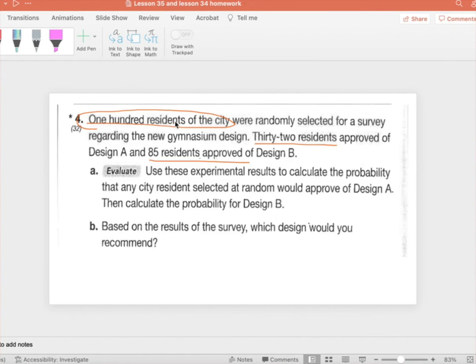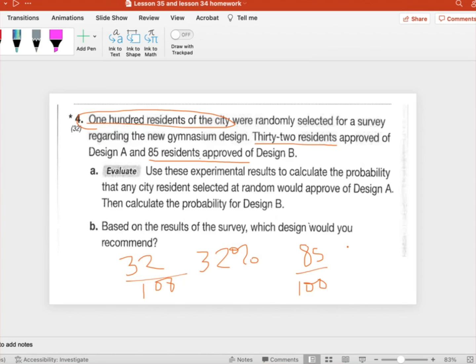Okay, so out of 100 residents, 32 out of 100, so that would be 32%, would vote for design A, and 85 out of 100 would vote for design B. Okay, so that's 85% would vote for design B. Now, which one would you think is the best design? Most likely, I would go with design B because it has a higher probability of winning everybody's vote.